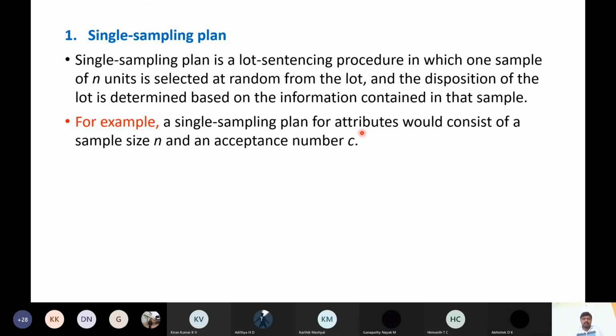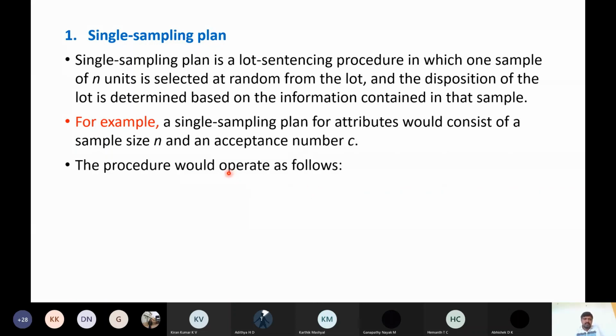A single sampling plan for attributes would consist of sample size n and an acceptance number c. That means you may be ready to accept a lot even if it consists of a few defectives. There are circumstances in which you are going to accept a lot even though it consists of a few defectives.